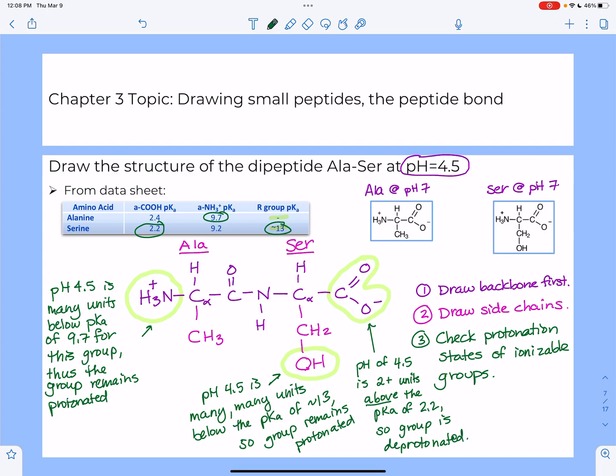And we drew it in the deprotonated form when we started drawing the peptide. So this structure that we've drawn right here is the correct structure of the dipeptide at pH 4.5. Okay? So below, above pK. So this is the correct structure.